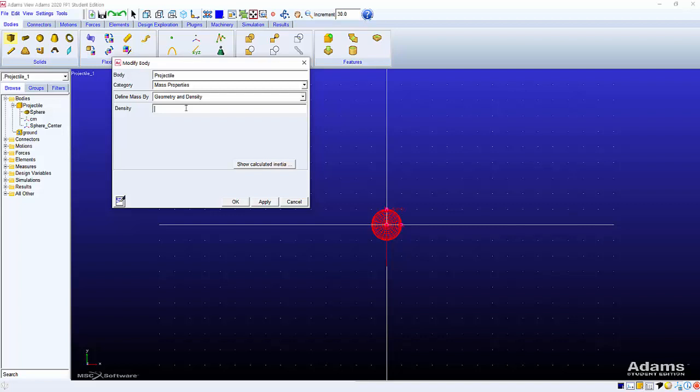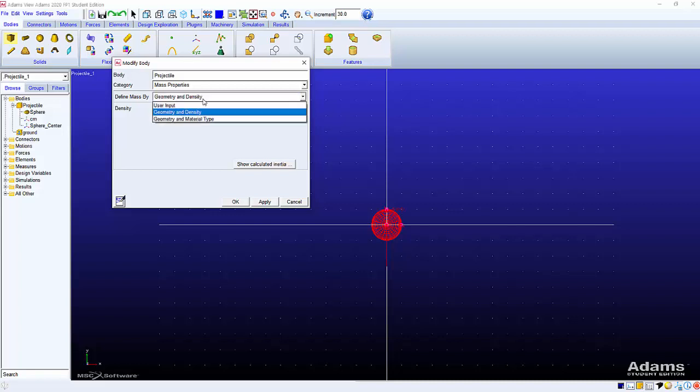But remember, for this model we are using millimeter for the units. In that case, you need to convert the density from kilogram per cubic meter into kilogram per cubic millimeter. So you have to divide it by (10^-3)^3, which is 10^-9. So you need to define your density according to the values and units that you are using.